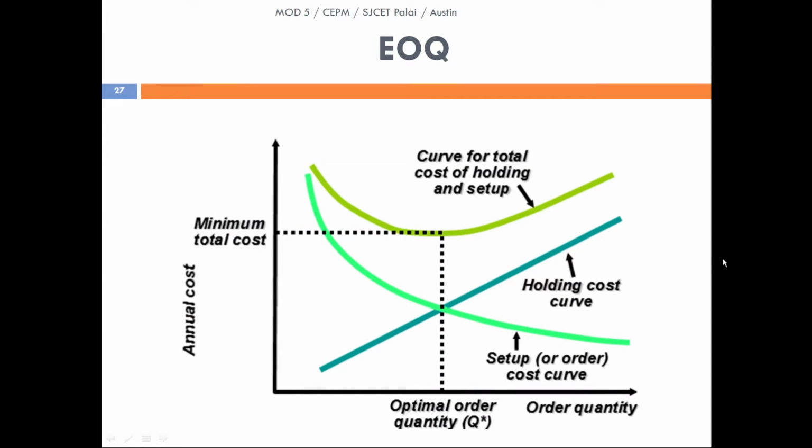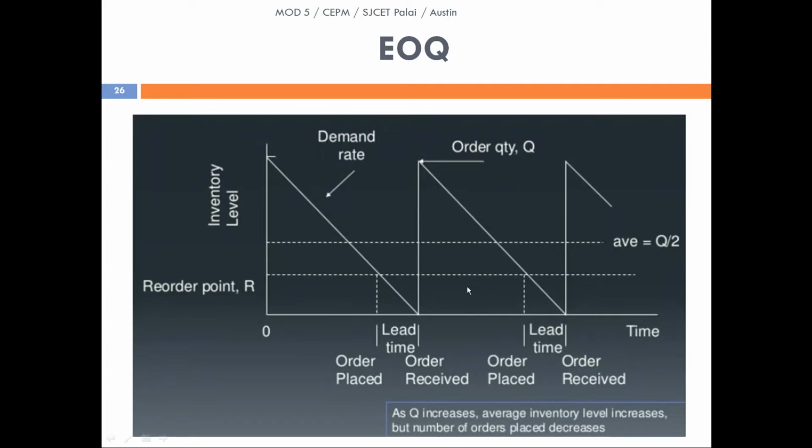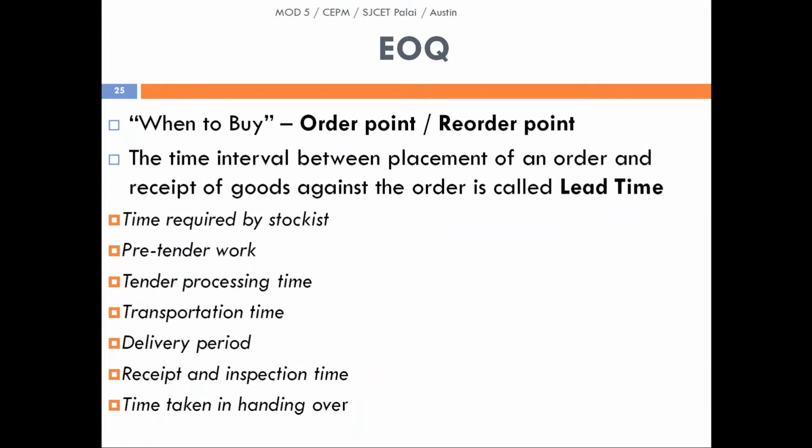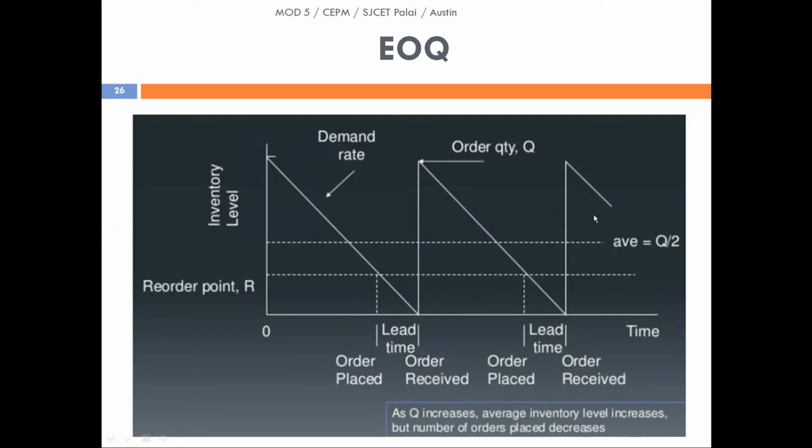So I hope you have understood the two things. How much to buy? It consists of two costs, ordering cost and carrying cost. Ordering cost is nothing but the cost incurred in ordering a particular material, and carrying cost is nothing but the cost incurred in stocking the material or keeping the material for a long period of time as inventory. Next one is when to buy, which is explained by order point or reorder point and lead time.